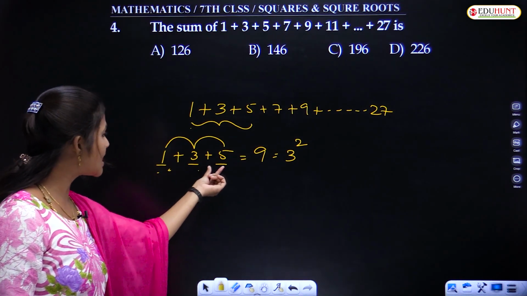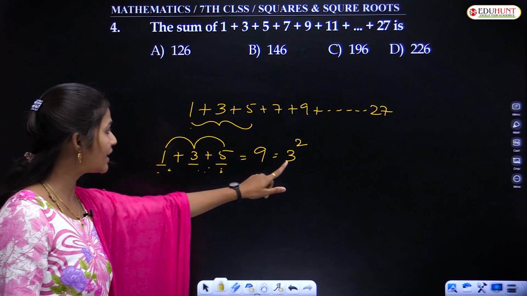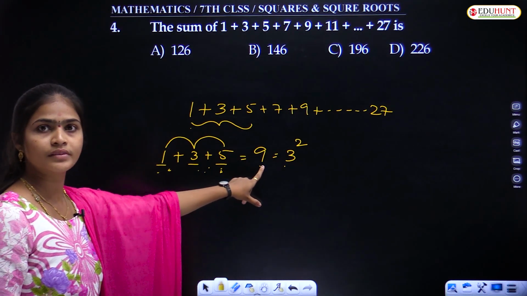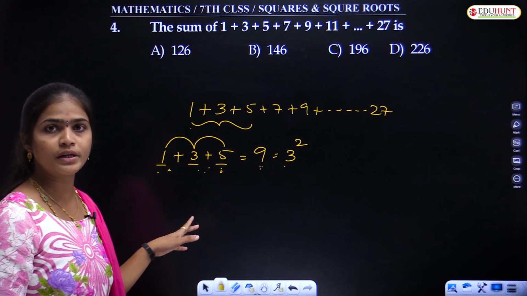How many odd numbers did I take? 3 odd numbers. So 3 square is 9, and its sum is also equal to 9. Clear? This is also one of the properties.